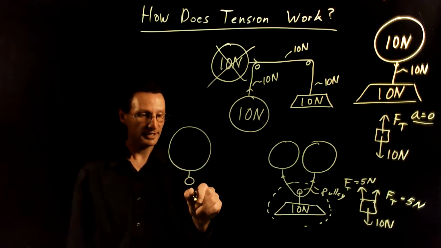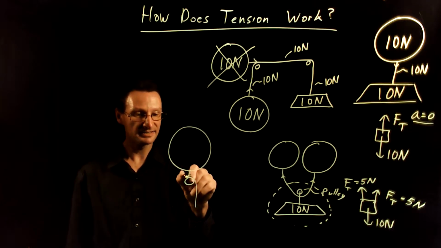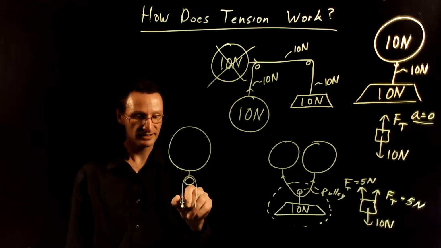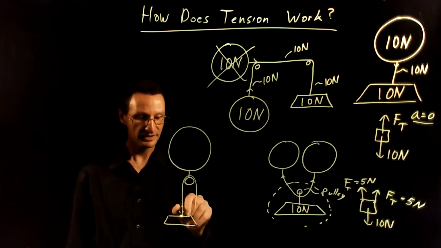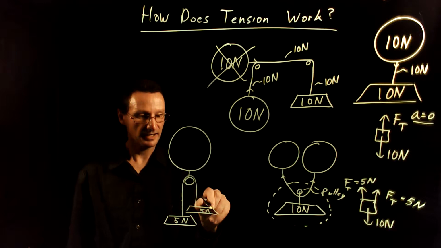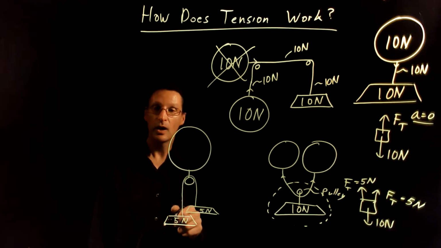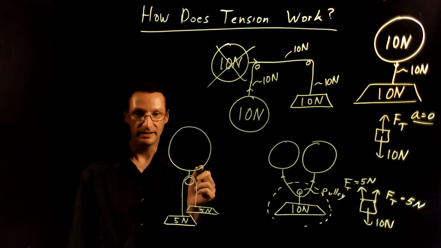And then we're going to have two masses instead of two pulleys. So let me just offset these masses so they don't interfere with each other. So these are 5 newton masses in this case. And the question now is, what is this scale going to read?